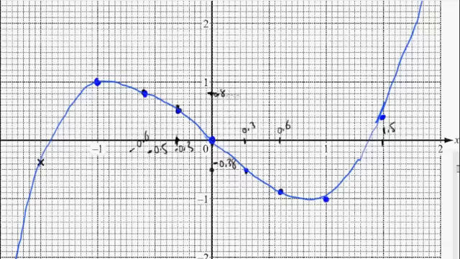And therefore we have to make a line. So making a straight line from negative 2 to 2. And this would be your y equals 0.8 line.